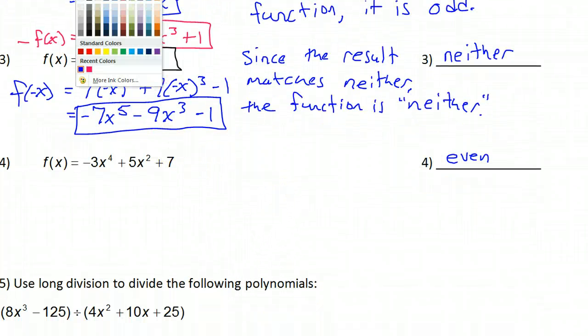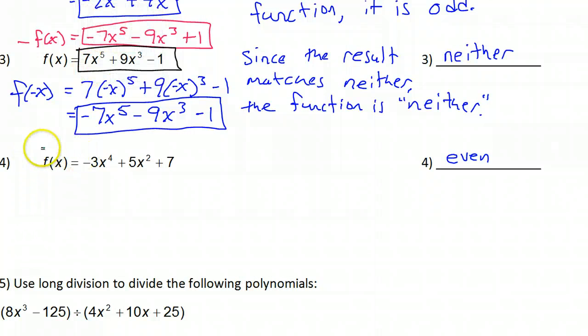And last but not least, number 4. Once again, first we do the opposite of the function. So in this, multiplying everything by negative 1, we will get positive 3x to the fourth power minus 5x squared minus 7. So this is the opposite function.